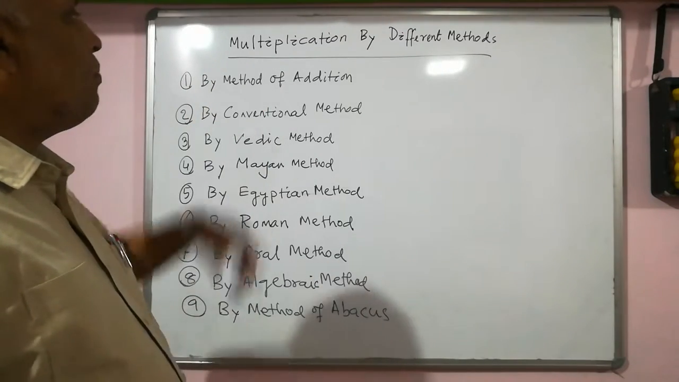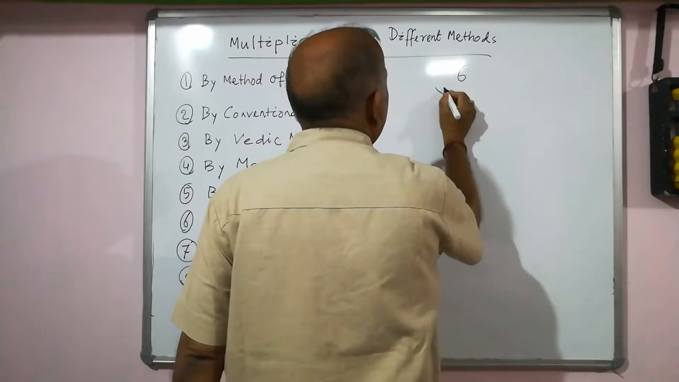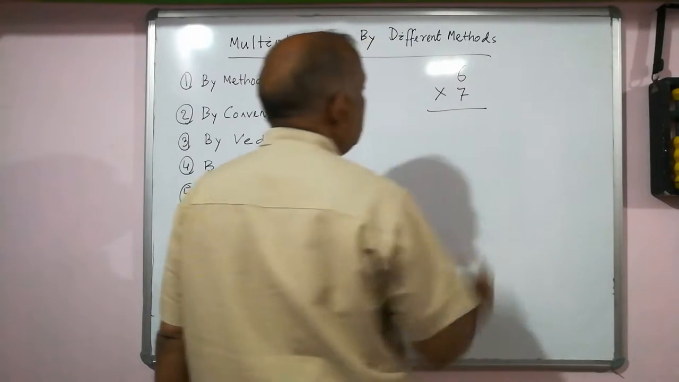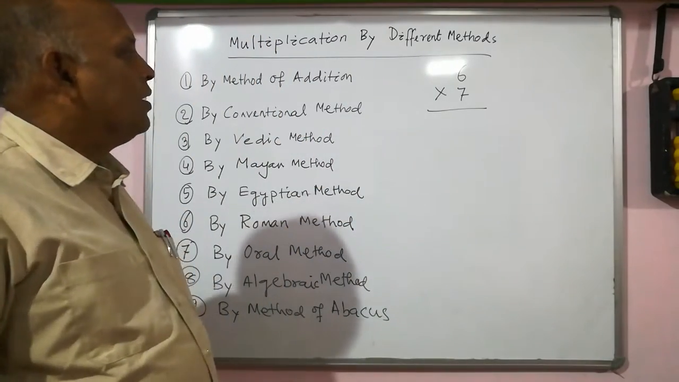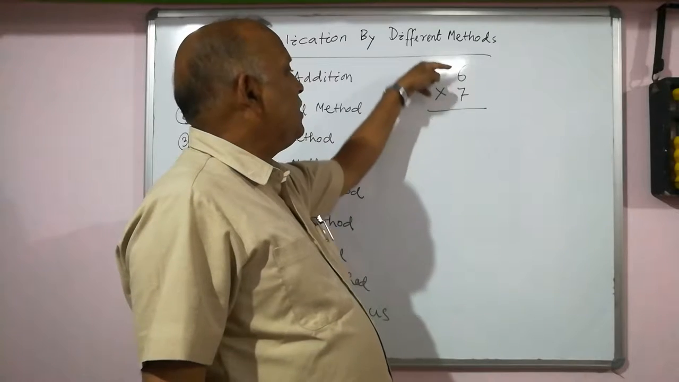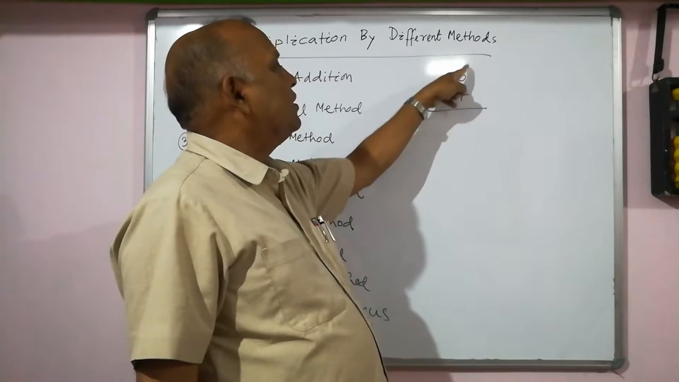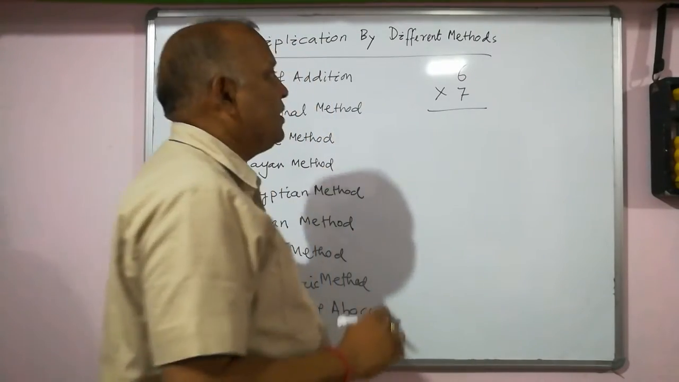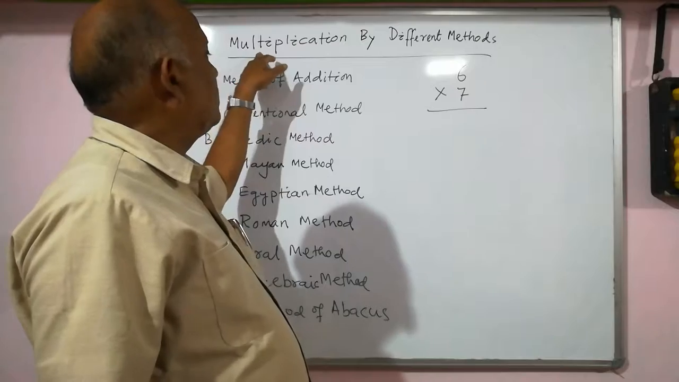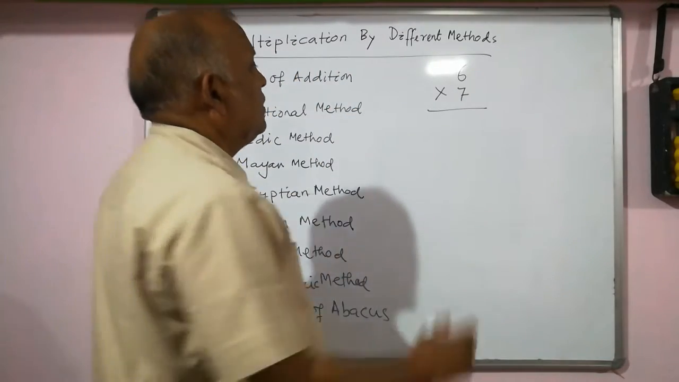That is by method of additions. Suppose I want to do multiplication 6 into 7. Then what do we do here? 6 into 7 means 6 is added 7 times or 7 is added 6 times. So this is by method of addition, repetitive additions. Multiplication is the process of repetitive additions.